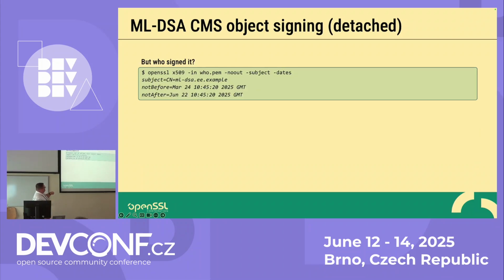And then we can use x509. We can use -in who.pem, which we exported on the previous step, and just print it, who did it? And we can see that it was MLDSA EE example key, and those are dates which are set for the key. Because I think if you have a look at the slides, we generated a key which was valid for 90 days. So we are lucky. We have 8 more days to be valid. Then I have to change the presentation.